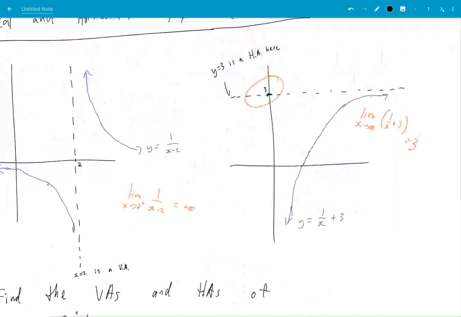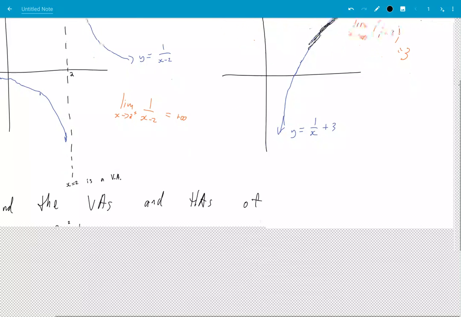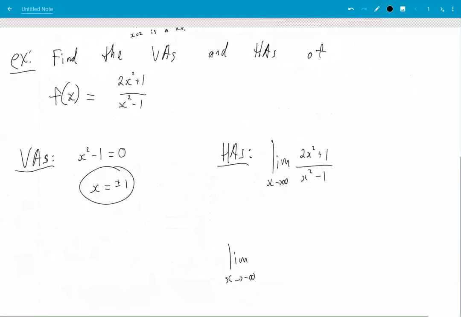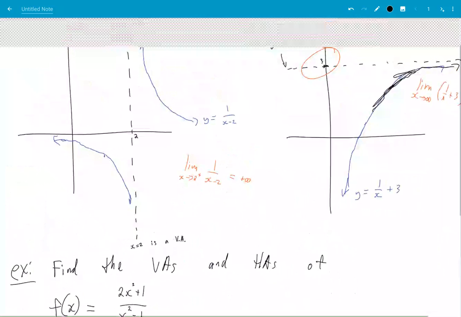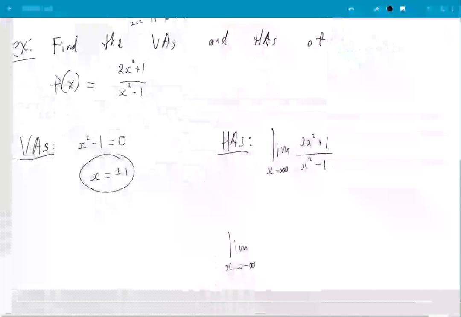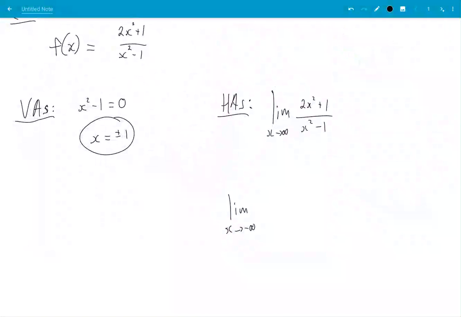So if you look at this example up here, you can see my function is approaching the horizontal line y equals 3. So that's a horizontal asymptote. I forgot to say, an asymptote, in general, is a straight line that a function is approaching. It could be vertical, could be horizontal, and there's even what's called slant asymptotes or skew asymptotes, but we don't cover those in this class.